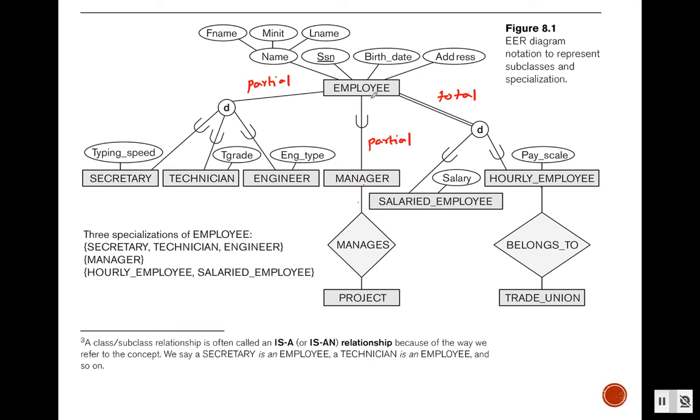Okay, I have some regular employee, who only belongs to the superclass, who doesn't belong to any of the subclasses. Okay, but here this one is a total participation, meaning every employee must participate in one of the subclasses. Every employee must be either salaried employee or hourly employee. Okay, so if I now finalize here, this specialization is partial and disjoint. Here this specialization is partial and overlapping.